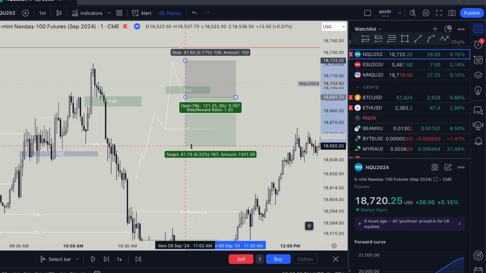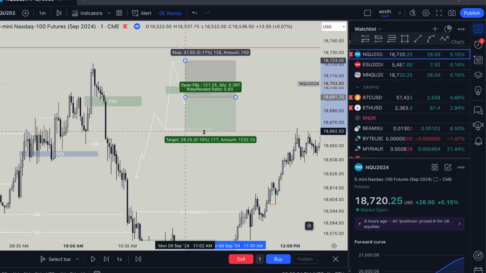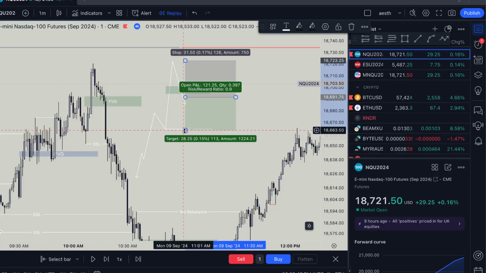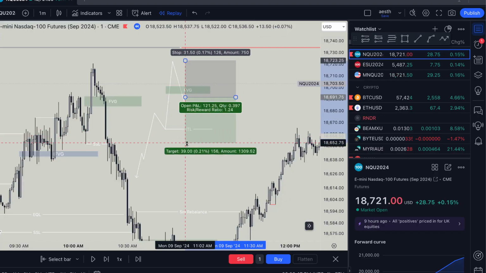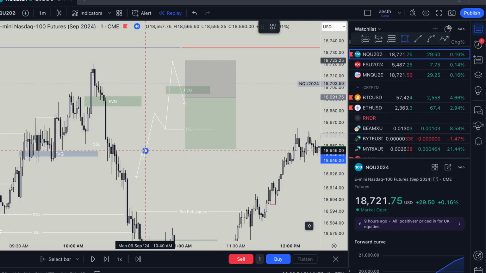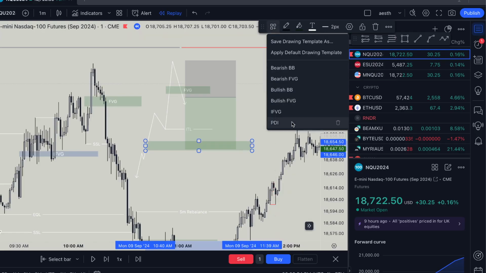Typically, you'd want about a 1-to-1 towards internal low or internal high. If you don't, it's not that serious. If it's something like this, where internal low might not be 1-to-1, I'll break even at internal low and then take my first TP at a 15-minute rebalance down here. You know what I mean? It's not that serious.